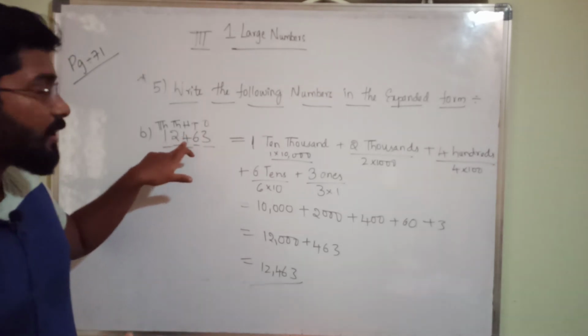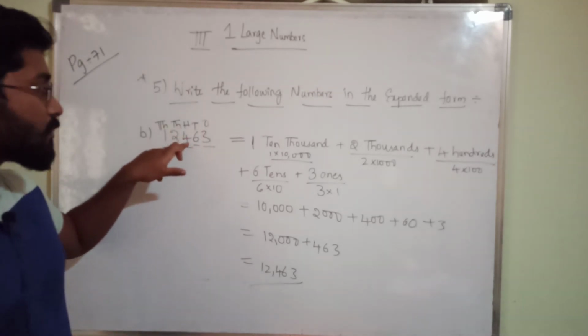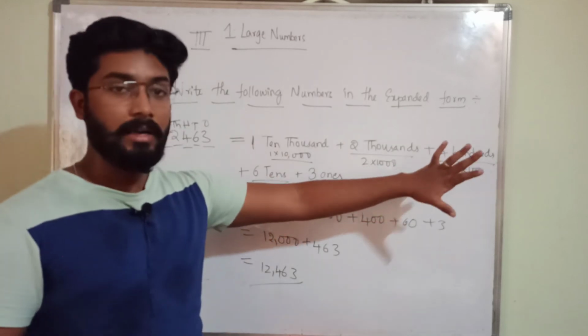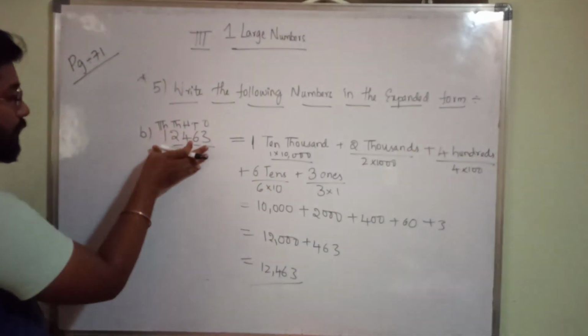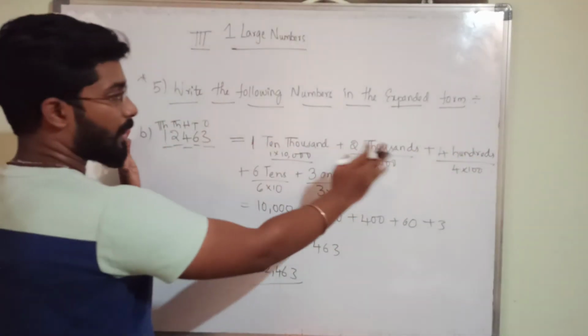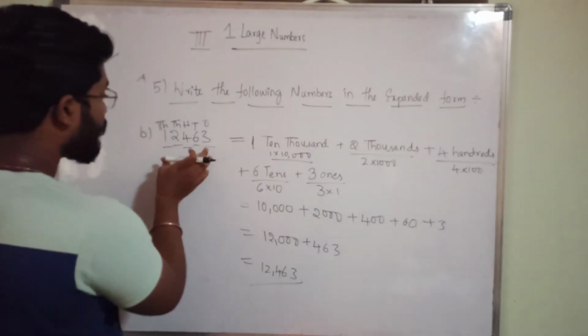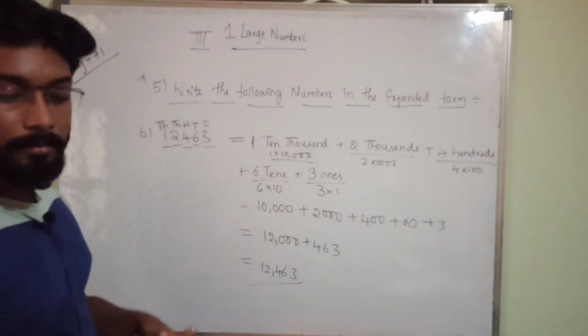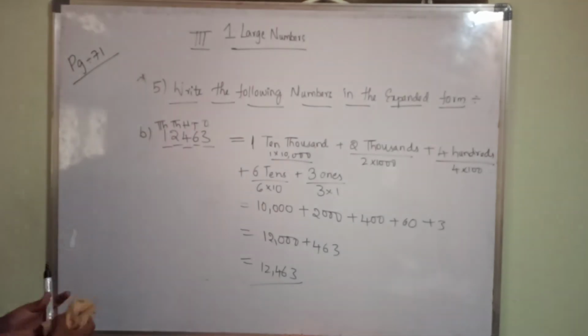So if here there is 4 in hundreds place, don't write 5 here, 5 hundreds, like that. We are expanding this given number only. Okay. You should not change the number, or else you will be mistaken. Okay.